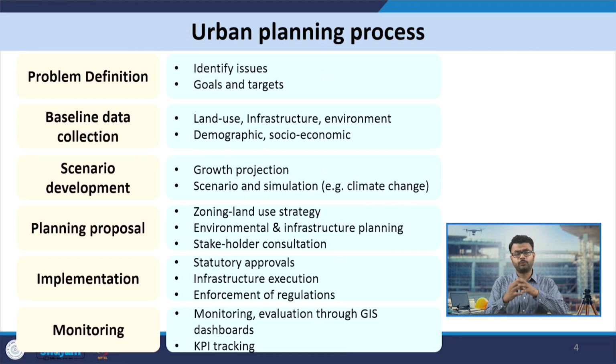So, if we look at the process of urban planning, it has several steps. First of all, it starts with defining the problem and identifying the main issues and what are the goals and targets that we want to achieve. Then it starts with the baseline data collection, which involves collecting data about land use, what are the infrastructure which are present over there, what are the different environmental metrics, what are the current levels, what is the distribution of various demographies, what is the socioeconomic status in various pockets of the city, and so on.